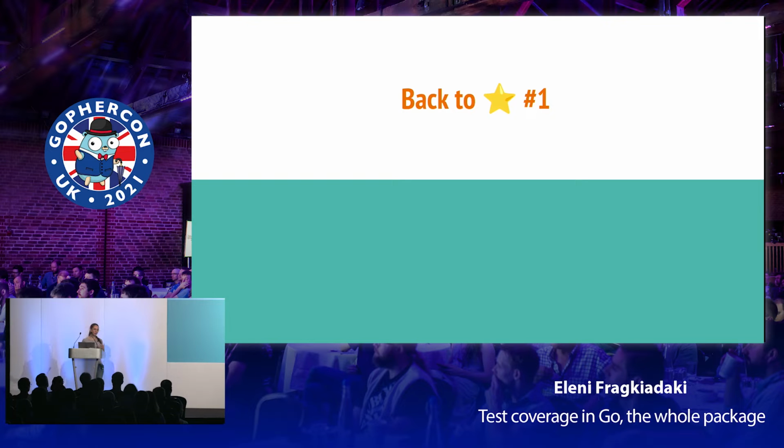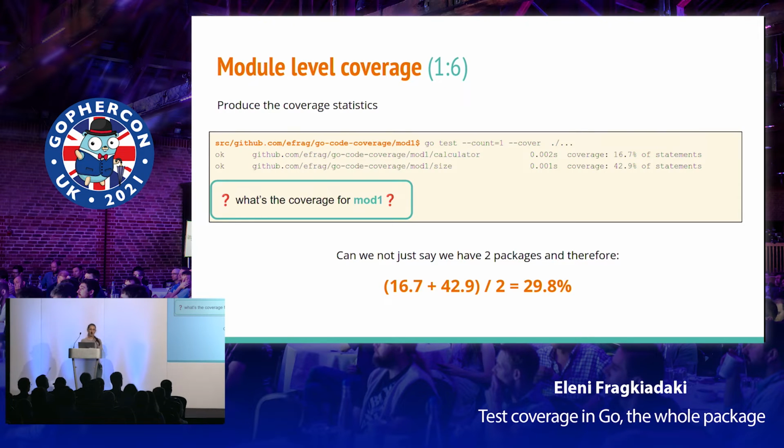So if we wanted to go back to star number 1, and star number 1 was actually, this is really cool, how can we see it at the module level? Like, we can see it on the package level, but how can we see it at the module level? Someone might think, okay, we have 2 packages. One is covered 16.7%, the other one is covered 42.9%. Can we just not add those 2 up, divide by 2, and get the coverage for the module?